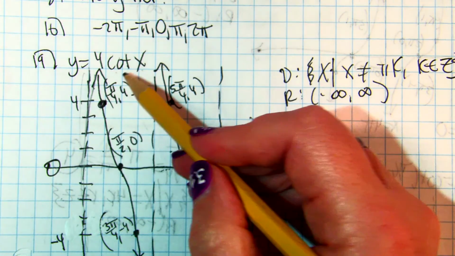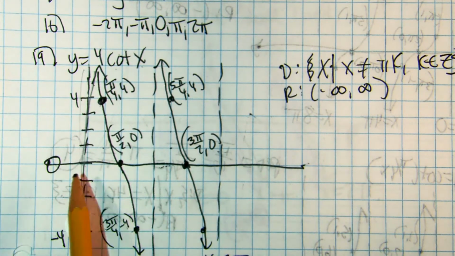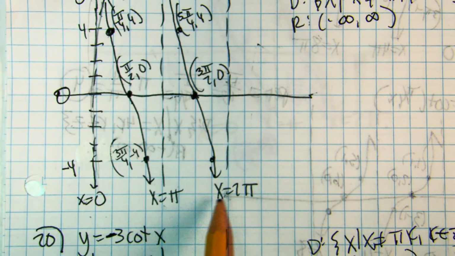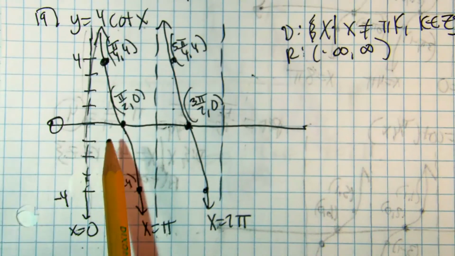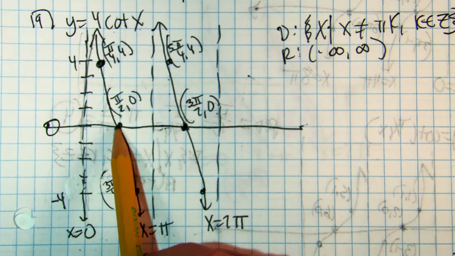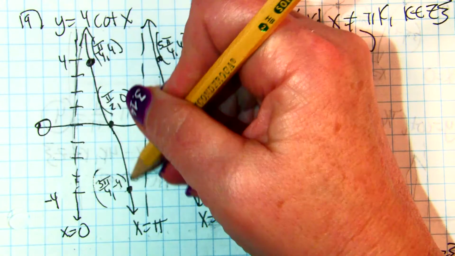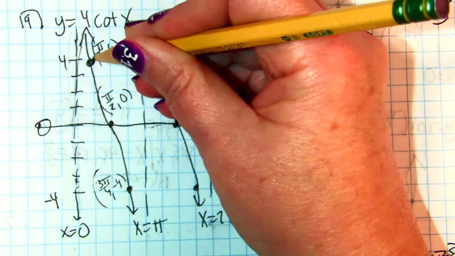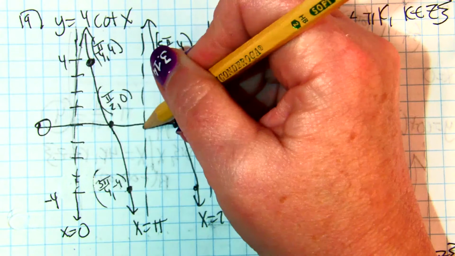But with cotangent, the period is still pi. The asymptotes are pi apart, but one's at 0 and one is at pi and one is at 2 pi. And you're supposed to label the asymptotes at the bottom of the graph. And then halfway to pi is pi over 2, so that's where the inflection point is, where it curves from going this way to going that way. And it goes down to negative 4 at 3 pi over 4 and up to 4 at pi over 4. There's 4 marks, 1, 2, 3, 4, and then 1, 2, 3, 4.